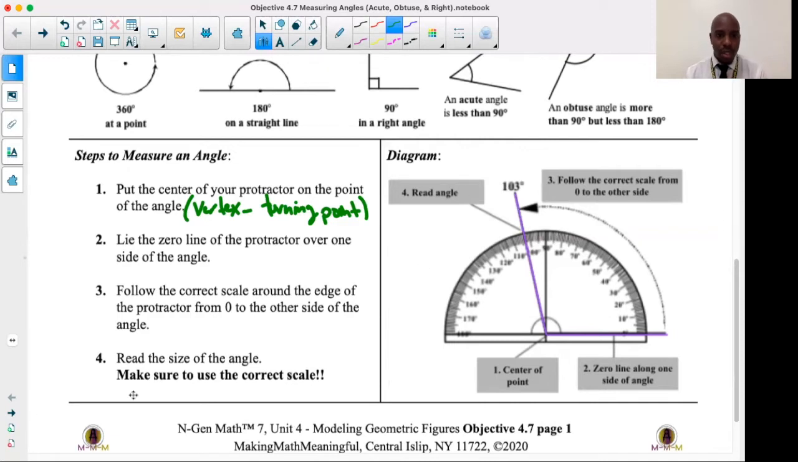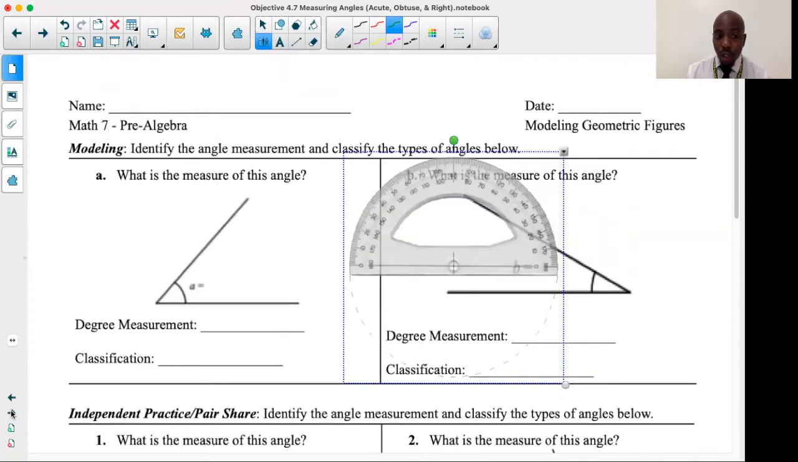Don't worry, of course, as with every lesson, I am gonna model it for you so you can see exactly what I'm asking you to do, but these are your steps in case you get lost, or you can always rewatch the video as well, okay? Let's look at the modeling. I'm going to do 2 problems for you, A and also B. I want to know, what is the angle measurement of this angle, right? And I also want you to classify for me, right?